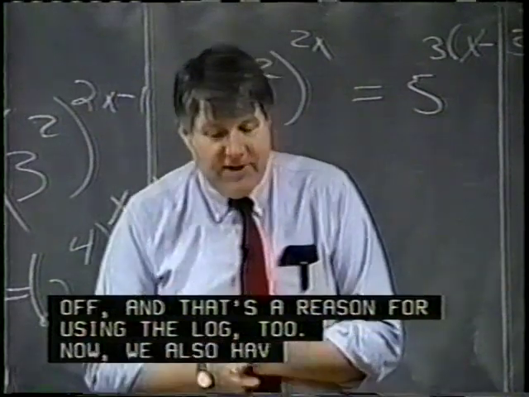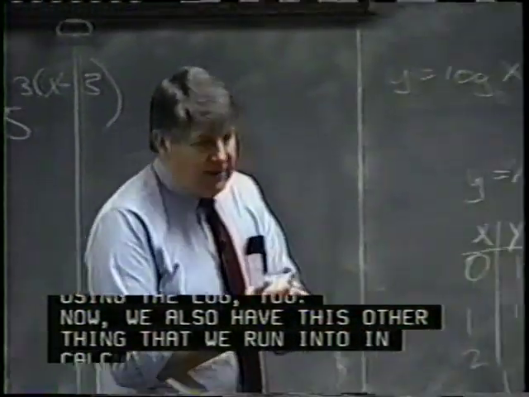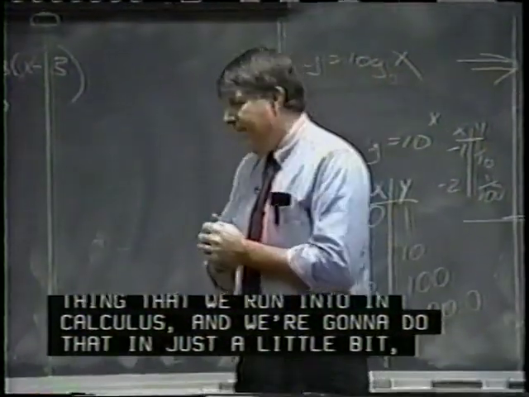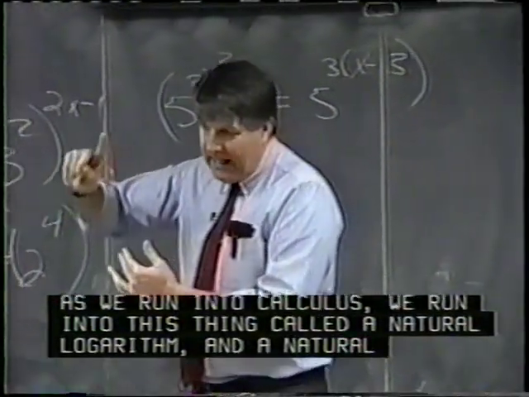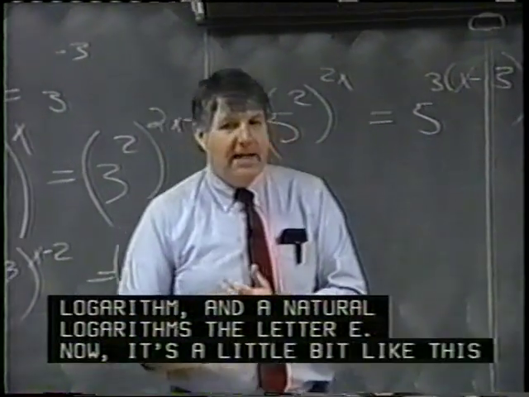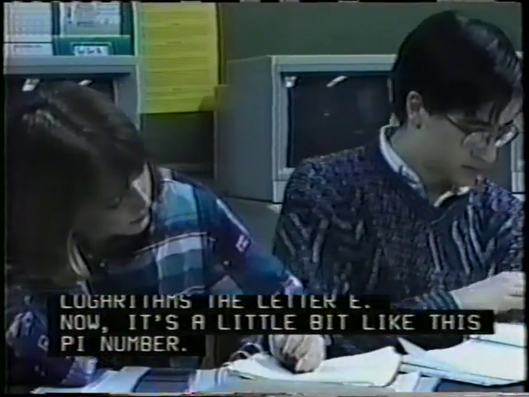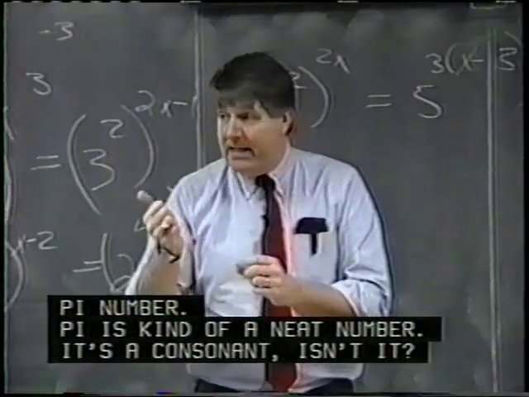Now, we also have this other thing that we run into in calculus. And we're going to do that just a little bit, Casey and John. As we run into calculus, we run into this thing called a natural logarithm. And a natural logarithm is the letter E. Now, it's a little bit like this pi number. Pi is kind of a neat number. It's a constant, isn't it?